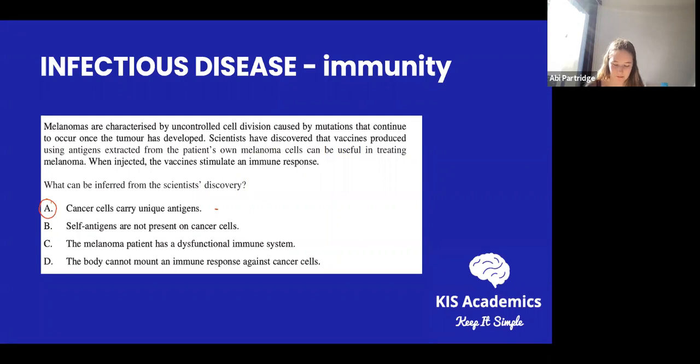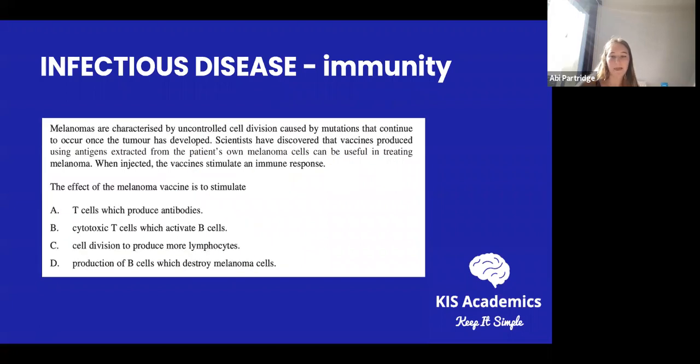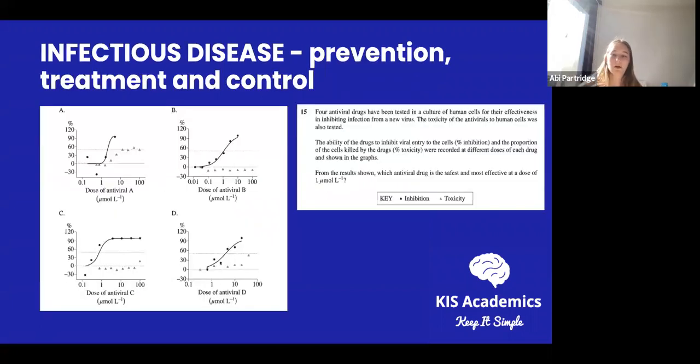The other one is just the opposite. The melanoma patient has a dysfunctional immune system. That's not true, because we've seen that the immune response can be triggered by a vaccine. So their immune system is functioning. And that's the same for this one. The body was mounting an immune response against the vaccine, which is the cancer cells, against the cancer cells. So that's that one. We'll skip the next one because it's pretty similar, and then we'll go to this one and then our longer responses.